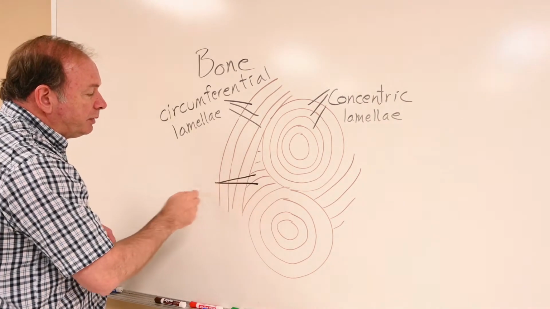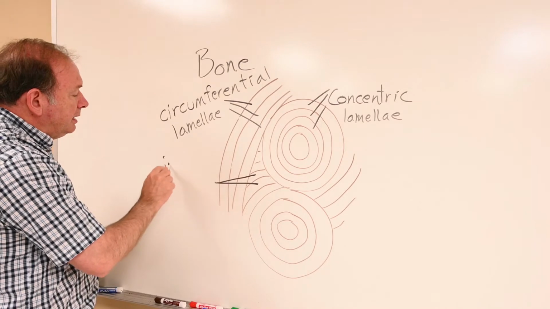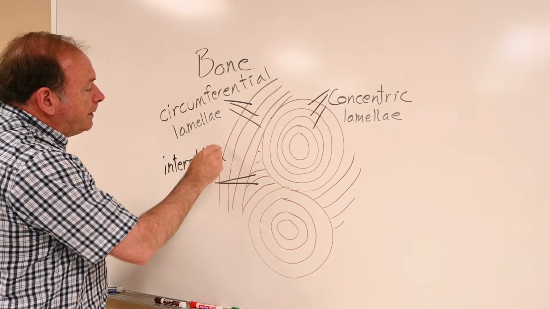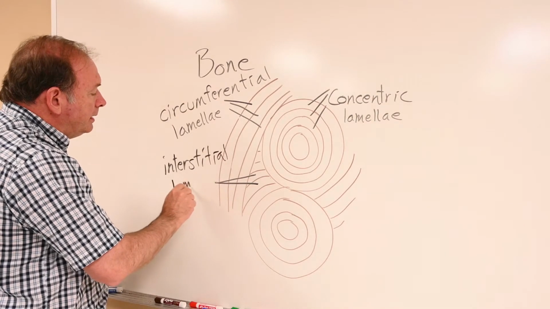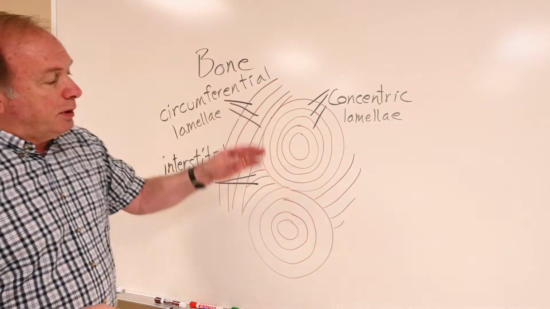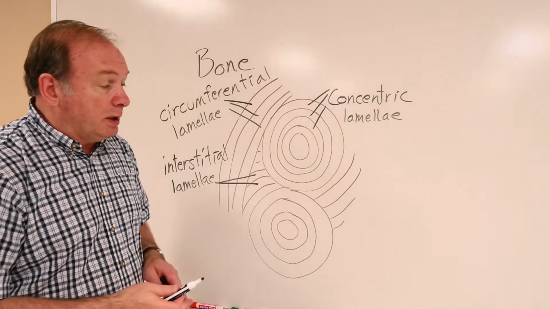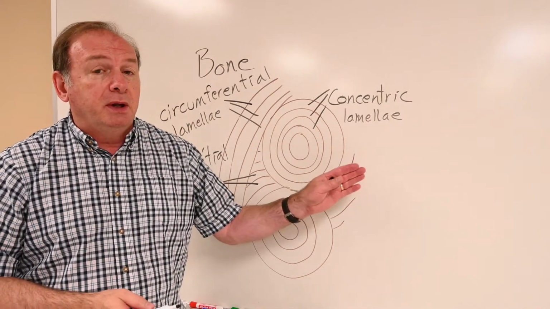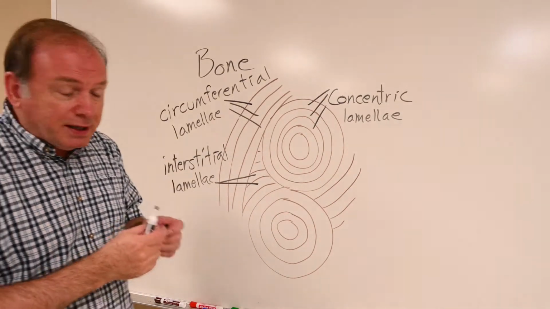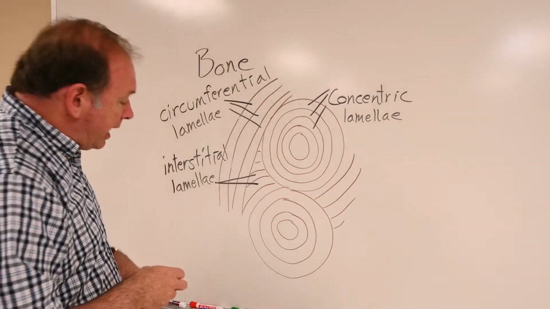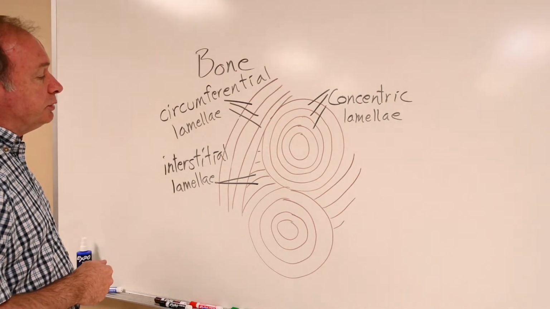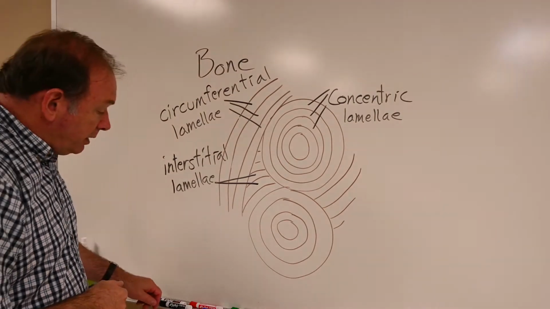I'll do two, so we get lamellae again. Interstitial lamellae. So you have all three forms in what we call compact bone. In a minute we're going to do another drawing with spongy bone, but for now we're just looking at compact bone, the most dense kind of bone found to the outside of most of your larger bones. Compact bone. So this is an example of compact bone here.